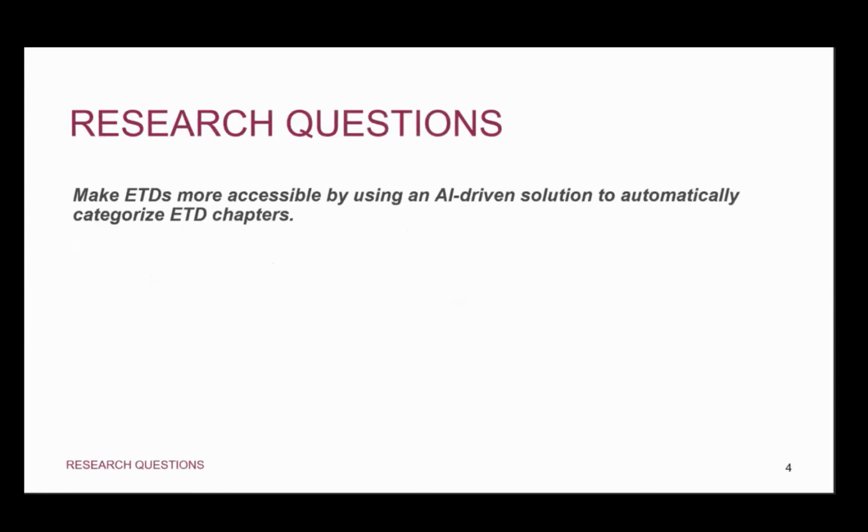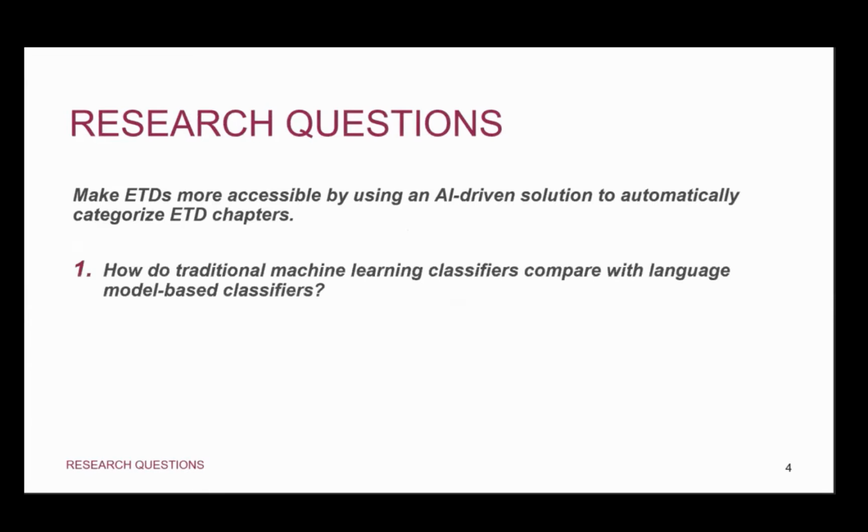So broadly, this research is trying to make ETDs more accessible by using an AI-driven solution to automatically categorize ETD chapters. And we are doing so by performing 4 different sorts of experiments. The first one is we're trying to see how traditional machine learning classifiers perform when compared with their language model counterparts.